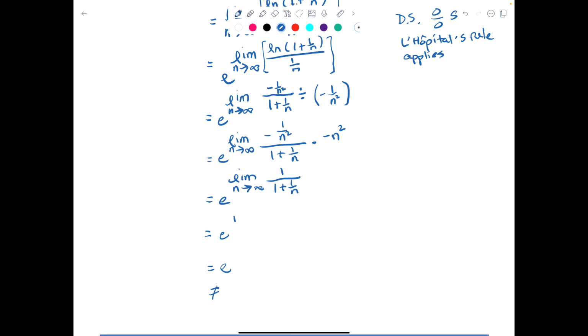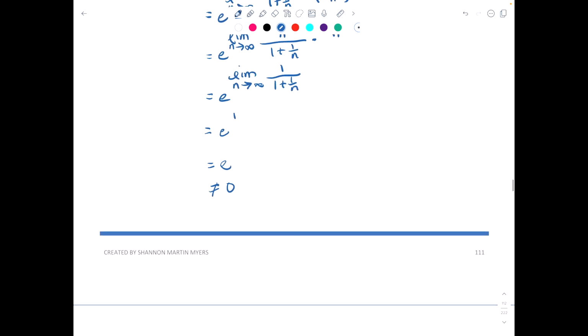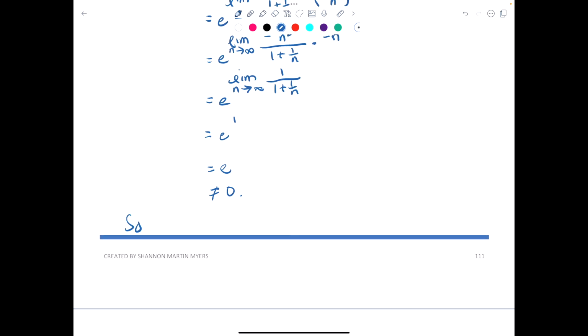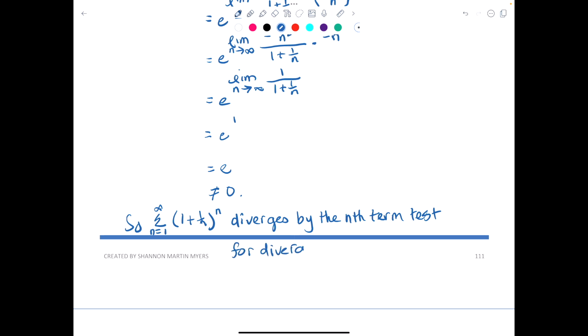but that is also not equal to 0, right? And so we can conclude that the summation as n goes from 1 to infinity of 1 plus 1 over n to the n diverges by the nth term test for divergence. All right, excellent.